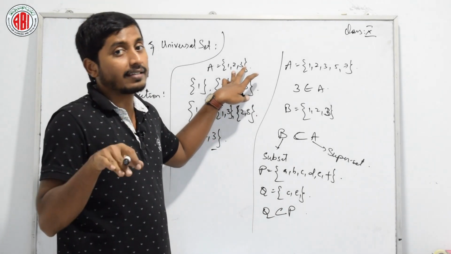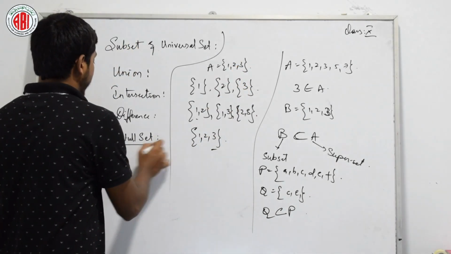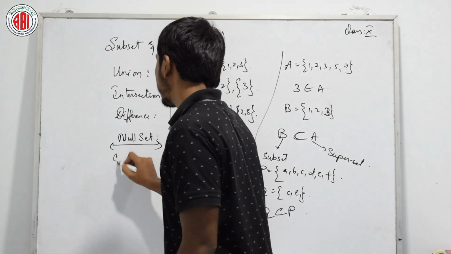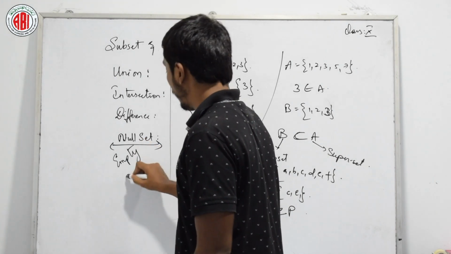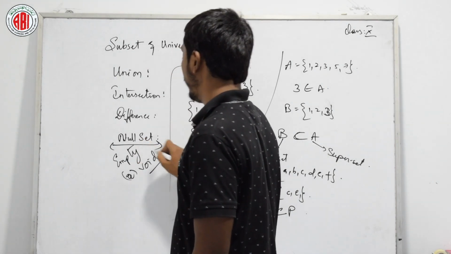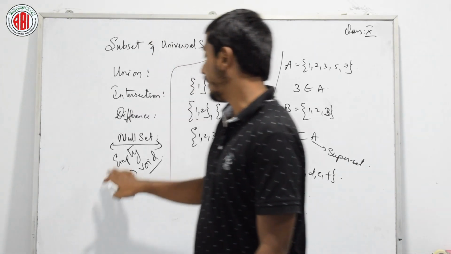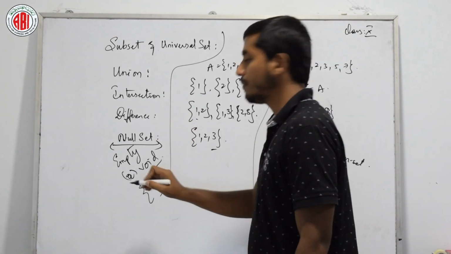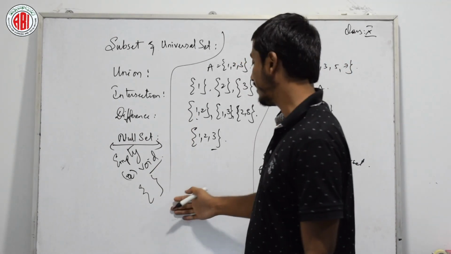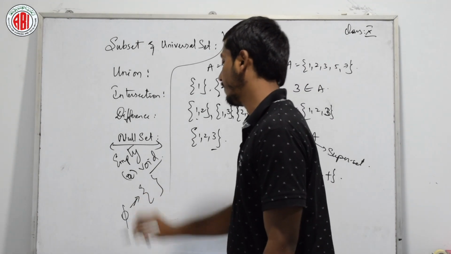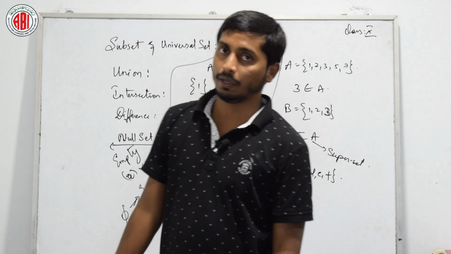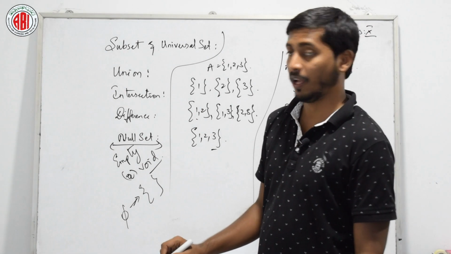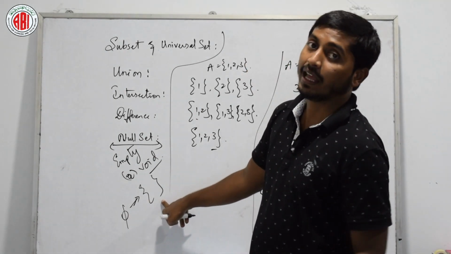Wait there itself. Let us have one more definition, that is a null set. What is a null set? I can also call this an empty set, or there is one more name called a void set. An empty set is nothing but a set that doesn't have any element. This is usually denoted by phi. However you pronounce it, it is phi, which is nothing but an empty set.